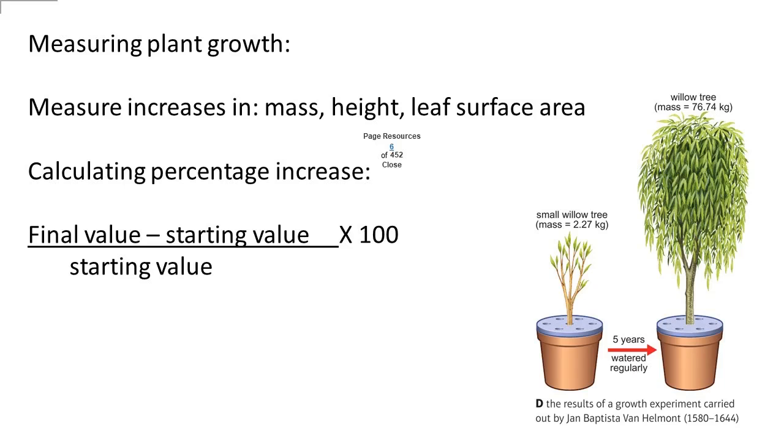So in your book, just write down measuring plant growth. Write down the three things that you could use to measure plant growth. That would be the mass of the plant, the height of the plant, or the leaf surface area. And then write down that little formula. Just pause whilst you do that, and then we'll go through a question and we'll see whether you can work it out.